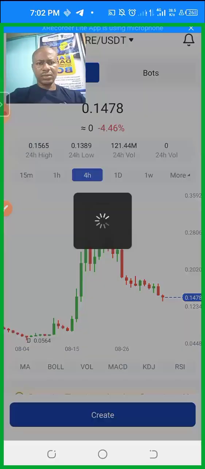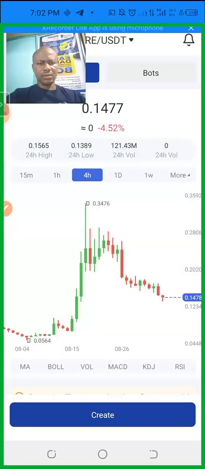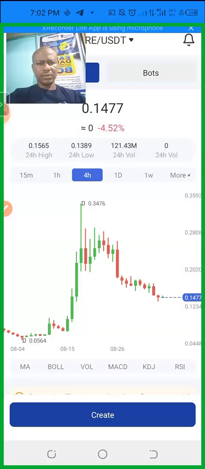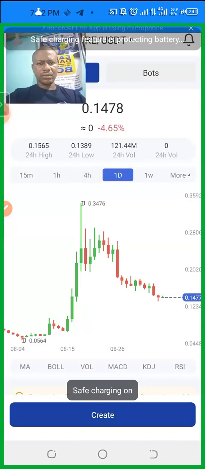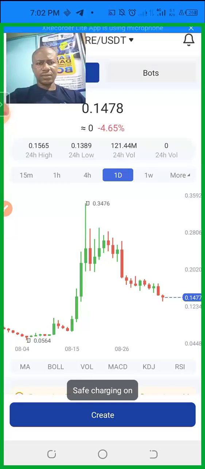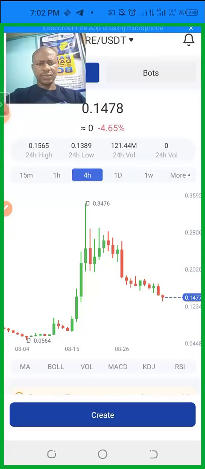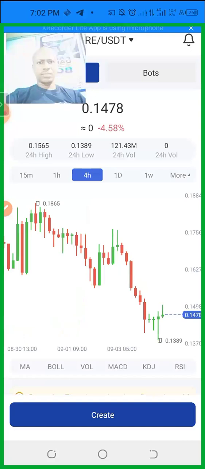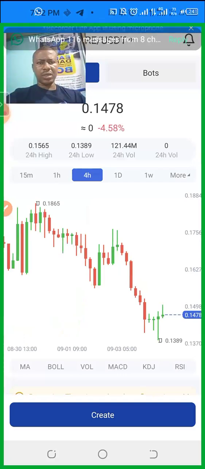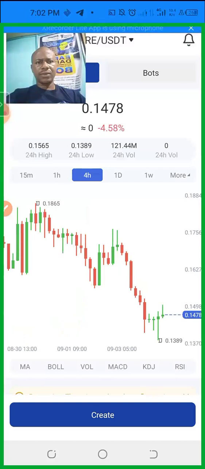I can't enter this. 4 hours. It's on a downtrend. Okay, I can enter this coin. So I can enter this coin.